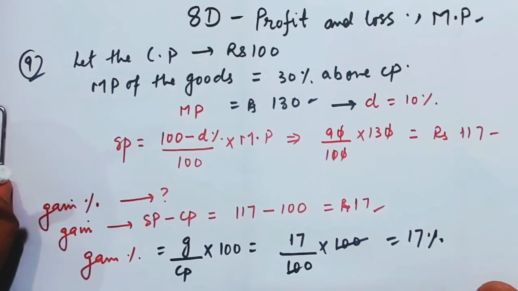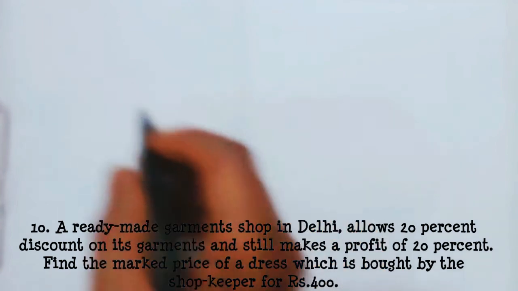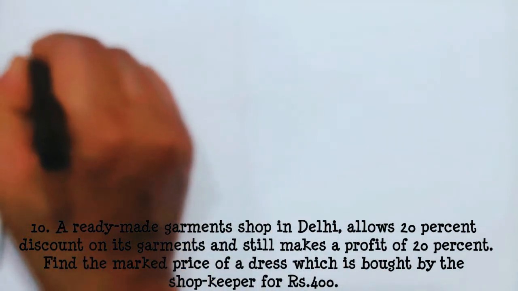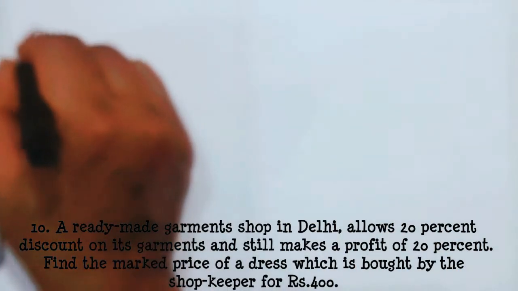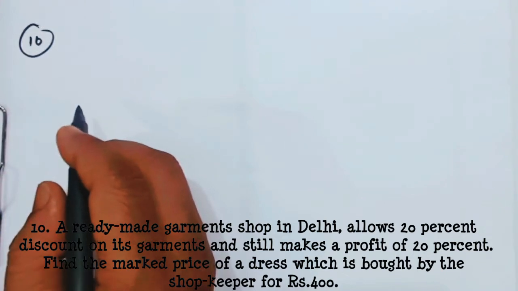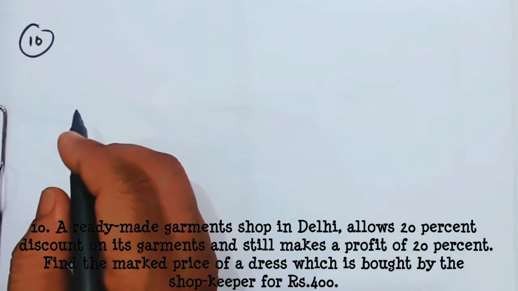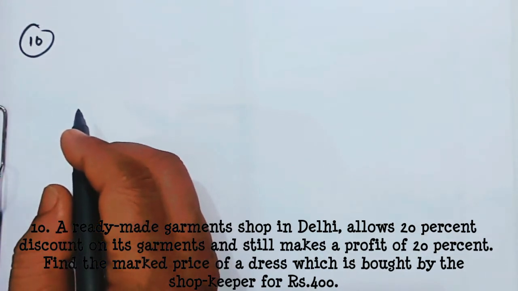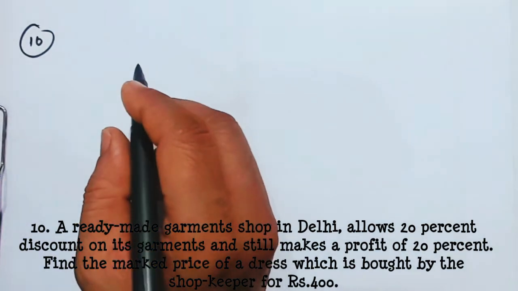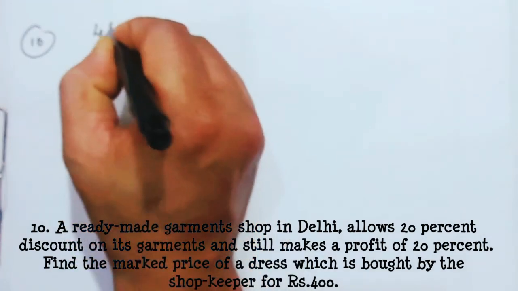Moving on to the next one, that is number 10. A ready-made garment shop in Delhi allows 20% discount on the garment and still makes a profit of 20%. Let me see what is new over here. In number 10, what do we have? We have a ready-made garment shop in Delhi that allows 20% discount on its garment and still makes a profit of 20%. Find the mark price.